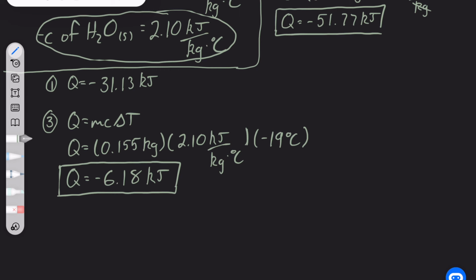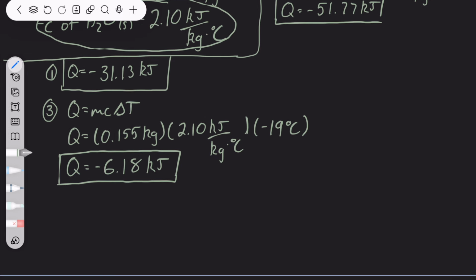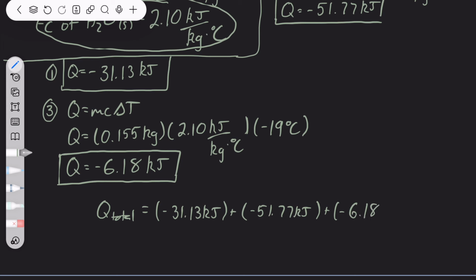Let's move on to our final step. All our last step has us doing is adding up all of our different Q values to have one total Q. So I'll call this Q total is equal to step 1. So we have negative 31.13 kilojoules plus from step 2, negative 51.77 kilojoules plus from step 3, negative 6.18 kilojoules. And when we add all of those up, folks, let's go ahead and do that.